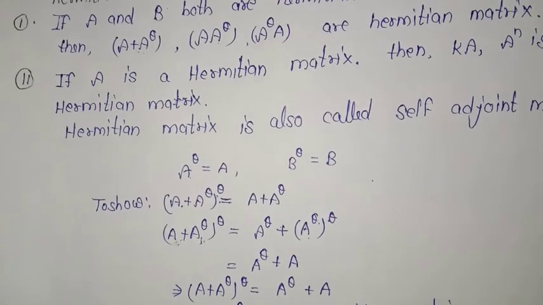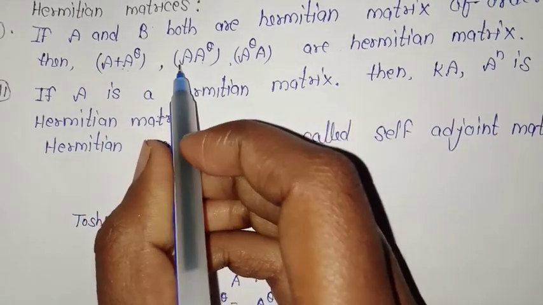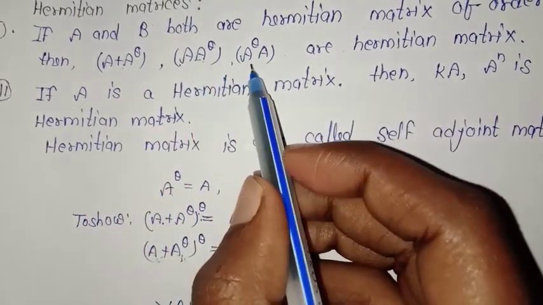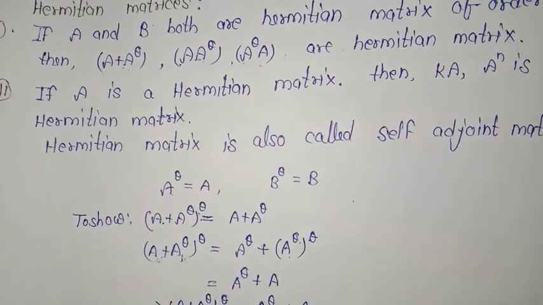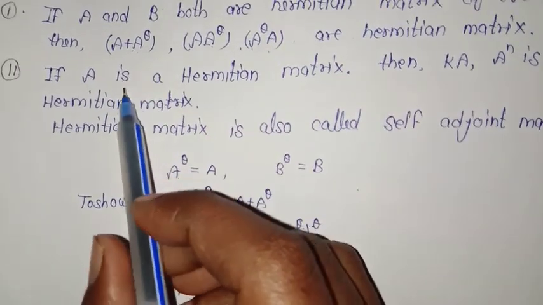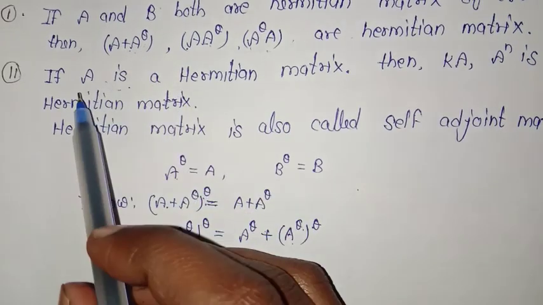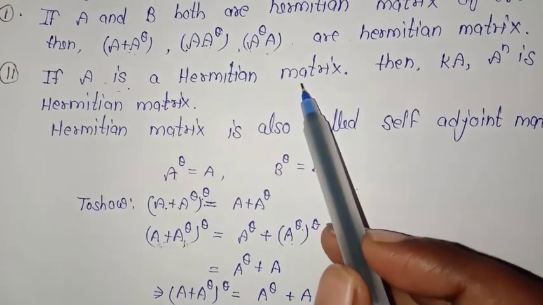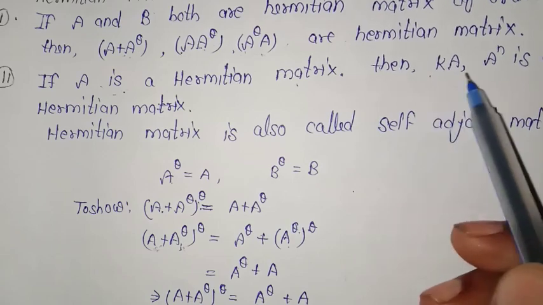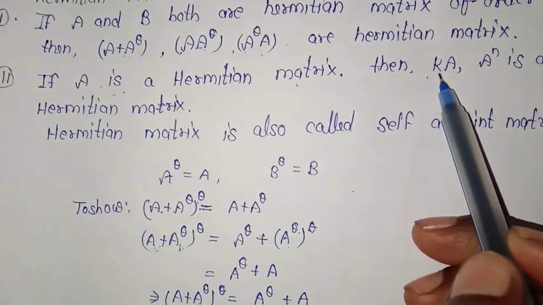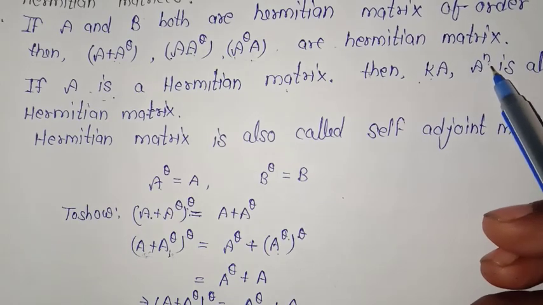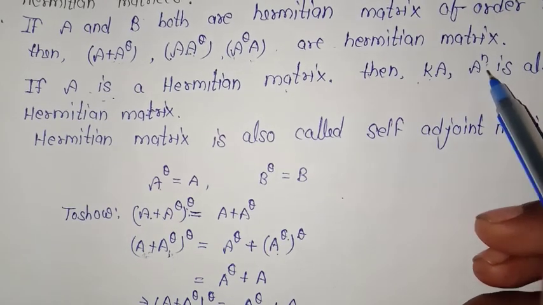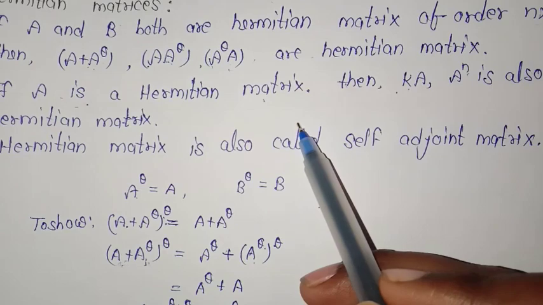Similarly, you can show that the products A times conjugate transpose of A and conjugate transpose of A times A are all Hermitian matrices. Now I am going to discuss the second point, and that is as follows. If A is a Hermitian matrix, then kA, that is the scalar multiple of A, where k is any scalar, and A to the power n, that is the integral power of a Hermitian matrix, is also a Hermitian matrix.